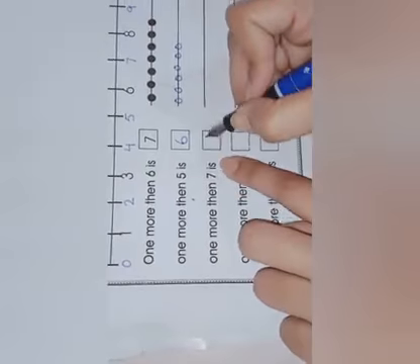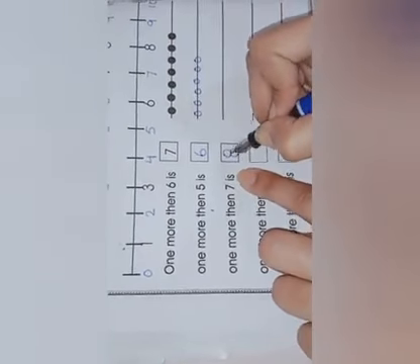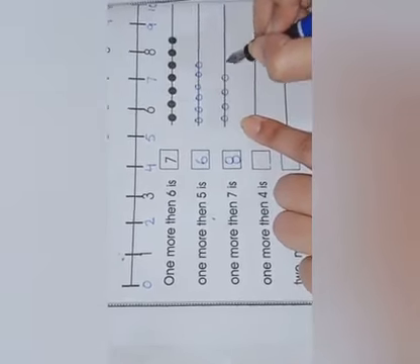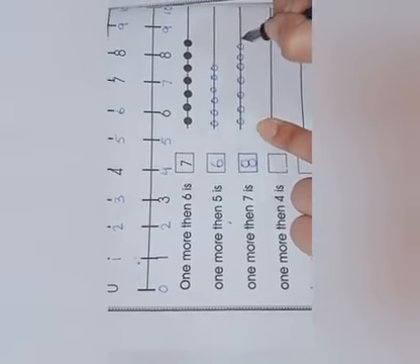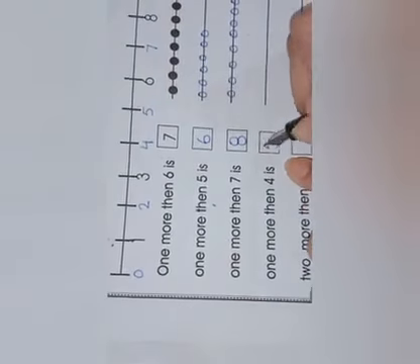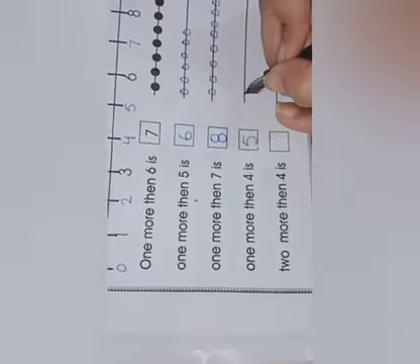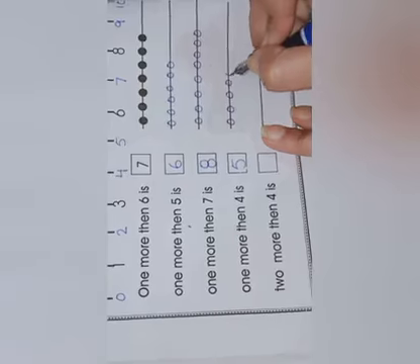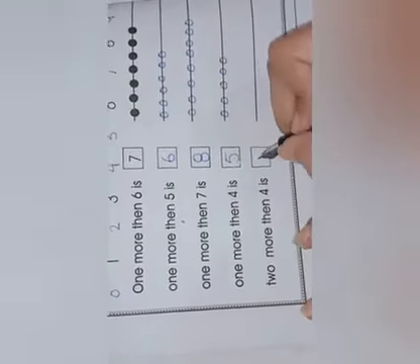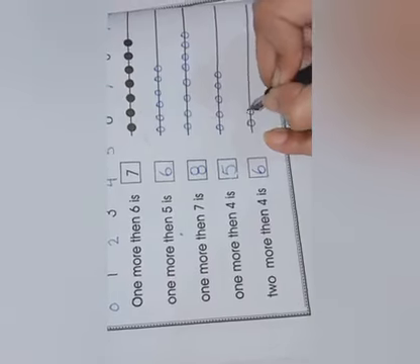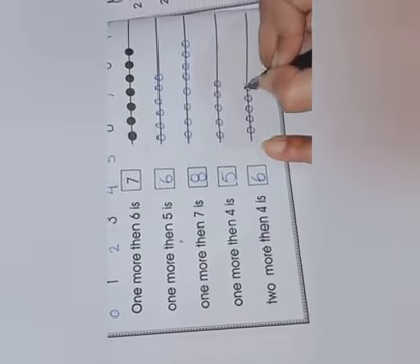1 more than 7 is 8. We will draw 8 circles. 1, 2, 3, 4, 5, 6, 7 and 8. 1 more than 4 is 5. We will draw 5 circles. 1, 2, 3, 4, 5. 2 more than 4 is, we will add 2 into 4. So our answer is 6. We will draw 6 circles. 1, 2, 3, 4, 5 and 6.